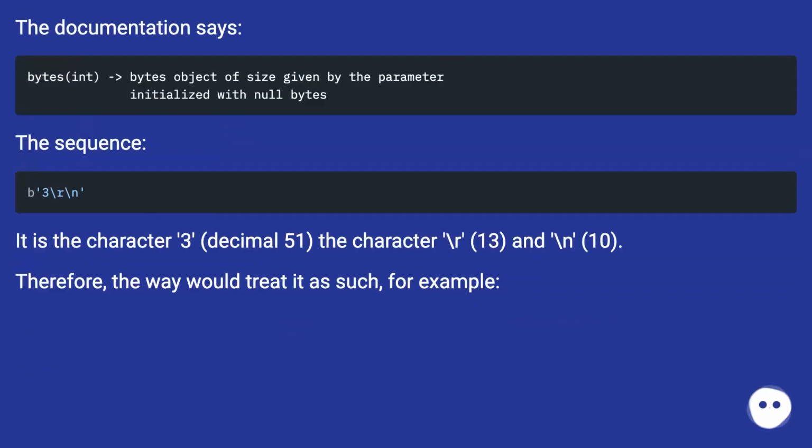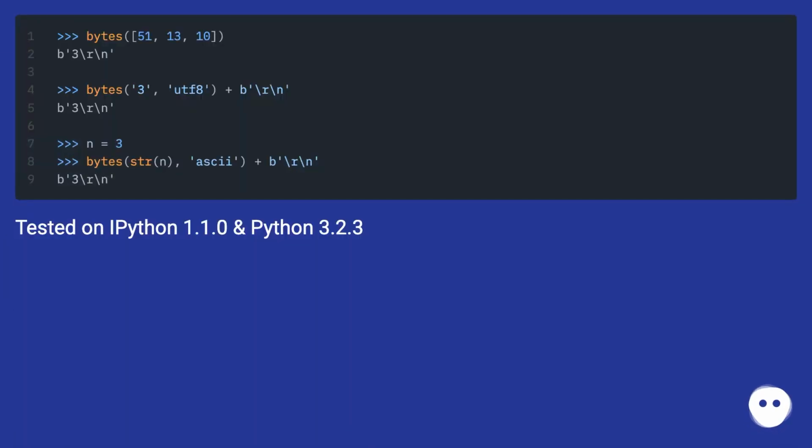The documentation says the sequence is the character 3 (51), the character \r (13) and \n (10). Therefore, the way would treat it as such, for example. Tested on Python 3.1.0 and Python 3.2.3.